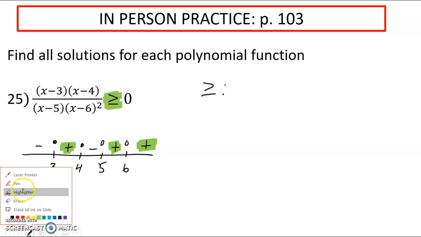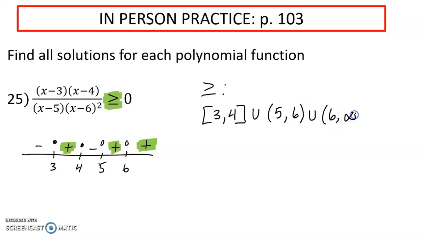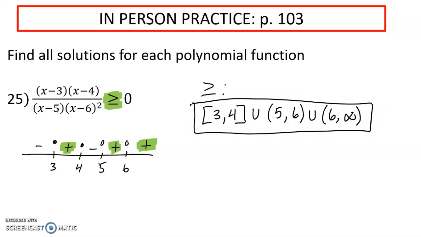So using that same approach, let's work left to right. My first interval starts at 3 and it ends at 4. I can include both of them because they're zeros. My next interval starts at 5 and ends at 6, but I have to give them soft brackets because they were domain restrictions. I can't actually equal 5 or 6. And then the union of that from 6 to infinity. Again, excluding 6 because it was a domain restriction. So those 3 intervals all have to be represented separately.